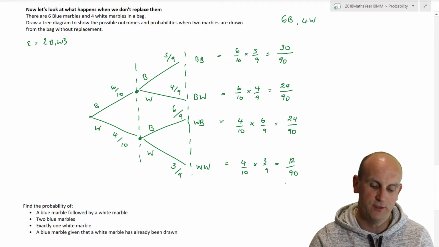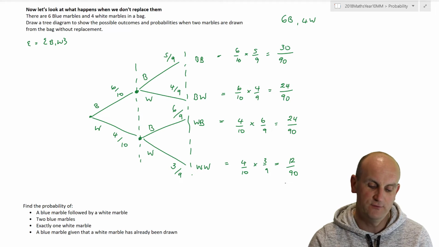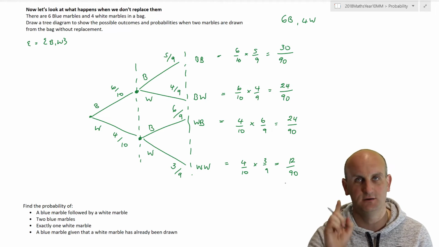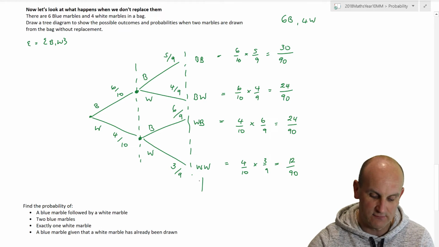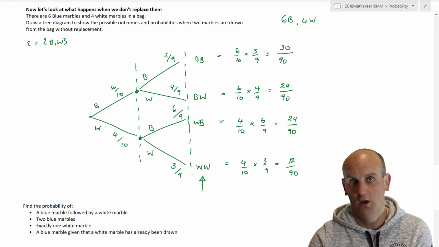Now, again, let's just do my check to make sure that I've got all of my probabilities right. Add all those numbers together. 30 and 24 is 54. 54, 64, 74, 78, 88, 90. Thank you very much, 90. Tick, very happy. And here is my sample space for those 2 draws.